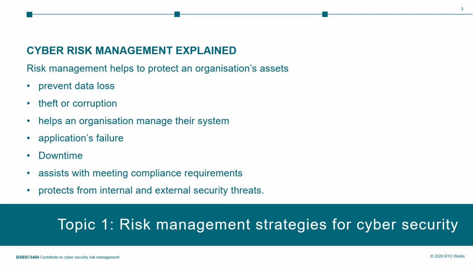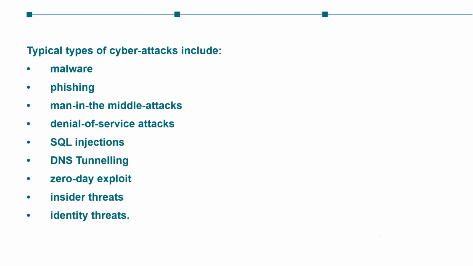Now, where are your threats going to come from? They're going to be internal and external threats, and we'll talk about what those threats are here. So the typical types will be your malware, your denial of service, your phishing attacks, DNS tunneling, your zero-day exploits, which you can't do much about because nobody knows what they are. Identity threats, so people trying to impersonate people, get access, that sort of thing.